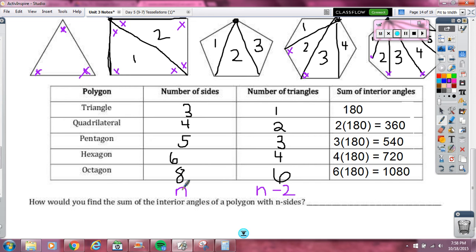To generalize, if we had a polygon that had n sides, we know that it's going to have n minus 2 triangles, and each triangle has 180 degrees in it. So n minus 2 times 180 is the general formula for finding the sum of all the interior angles of a polygon.